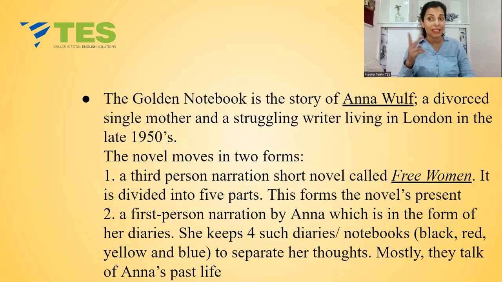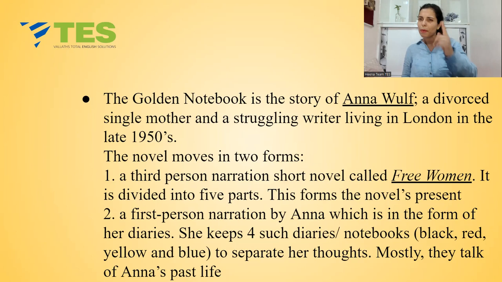Now let's talk about the second form of the novel, which is first-person narration by Anna Wolf. Anna is saying something. How? In the form of her diaries. She keeps four such diaries or four such notebooks. They all have different colors. They are black, red, yellow, and blue. And why four notebooks? Just as we divide different things, she's divided her thoughts into four different notebooks. Okay, she's separating her thoughts, she's divided her life in these four notebooks. And mostly these notebooks talk of Anna's past life, but you'll find that in the blue notebook the present also begins. Okay, but right now this is enough.